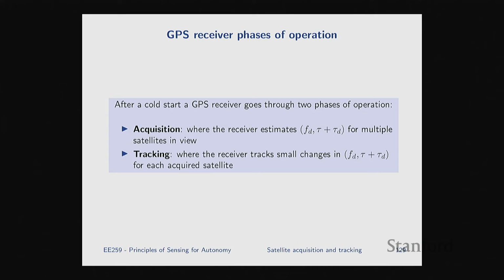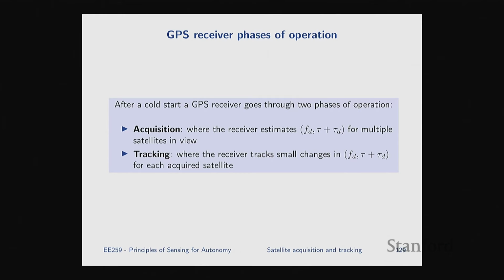So after a cold start, there are two phases of operation for a GPS receiver. The first one is called acquisition. In the acquisition phase, the receiver needs to find its first estimate of what the Doppler shift is and what the pseudo range is, or the time equivalent of it, which is tau plus tau d. For at least 4 satellites, you need to find both the Doppler shift and the pseudo range, or the time equivalent of it. That's called the acquisition phase, which is typically slow. It can take 10 seconds, for instance, for an older GPS receiver.